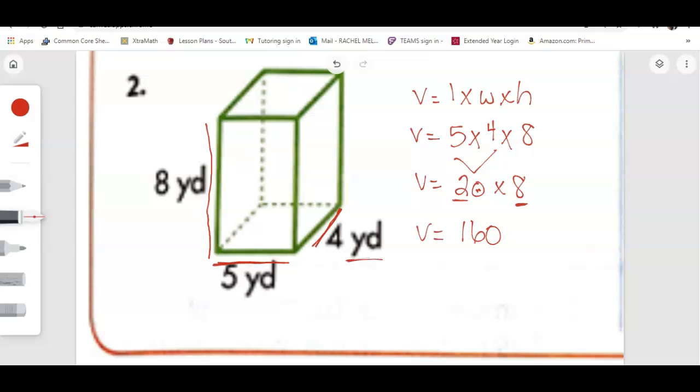And again, I look for my unit of measure, which is yards. And since it's 1, 2, 3 dimensions that I'm multiplying, I have cubic yards. So volume equals 160 cubic yards.